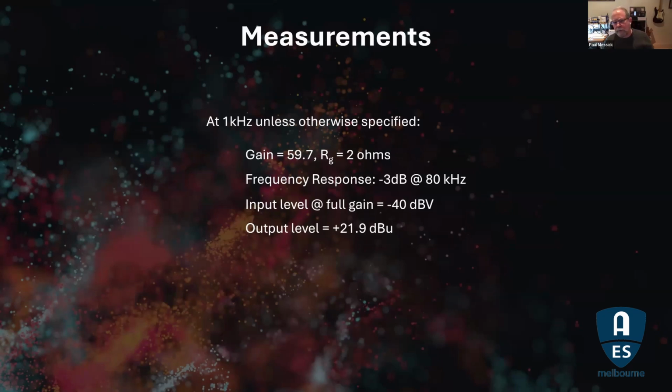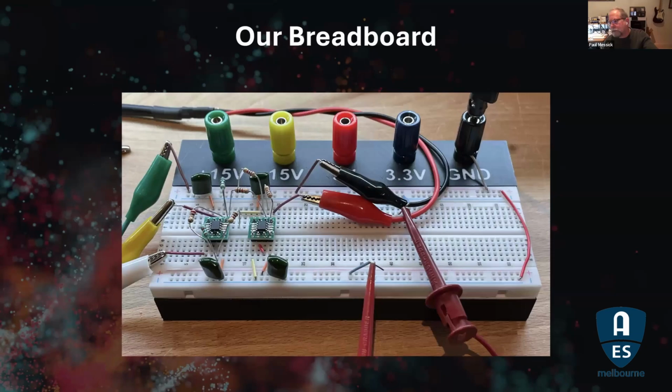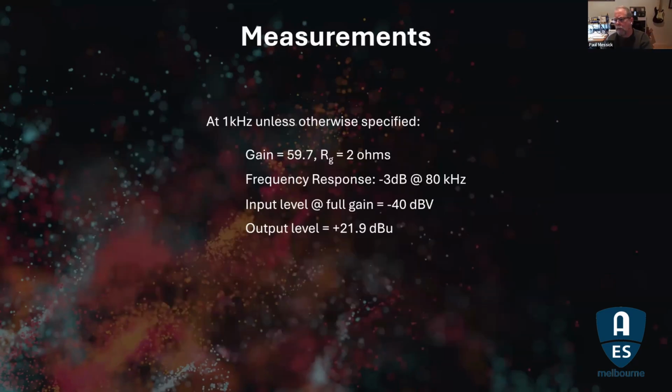Gain 59.7. That's because 2 ohms is pretty hard to get in a breadboard like this. You can see the 2 ohm one on the far left there. He's just kind of hanging out in air, plugged into this. It's not really 2 ohms, it's something else. So 59.7.